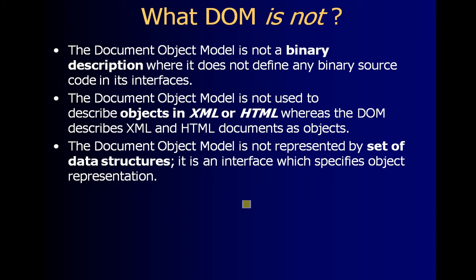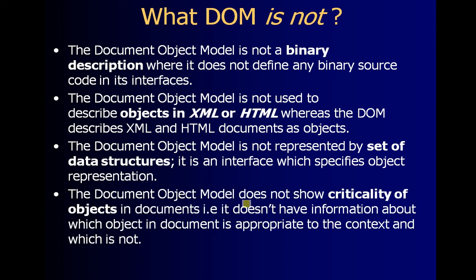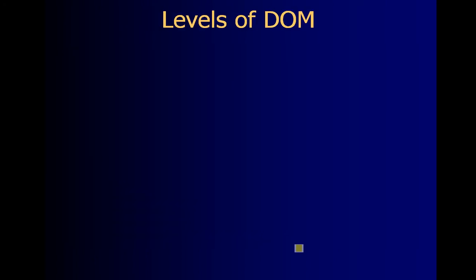DOM is not represented by a set of data structures. It is only an interface with specific object representation. DOM does not show any criticality of the document, that is, it does not have information about which object in the document is appropriate and which is not to the context. It doesn't say anything. So quickly, there are levels of DOM. There are 4 levels of DOM: level 0, level 1, level 2 and level 3.